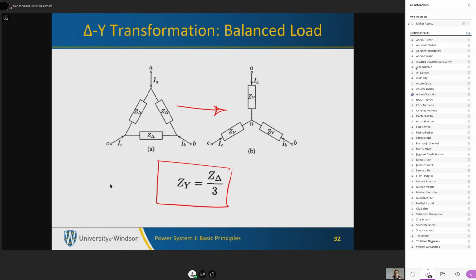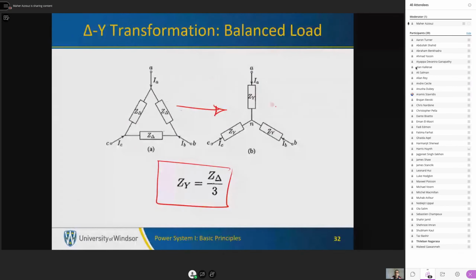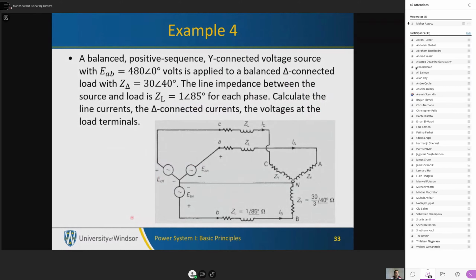under your observation. You can use whatever equation you want, but again, the systems under study in this course are balanced, not unbalanced. So this is good for unbalanced power systems. Here we deal with balanced power systems. Now, do you have any questions before I solve an example?